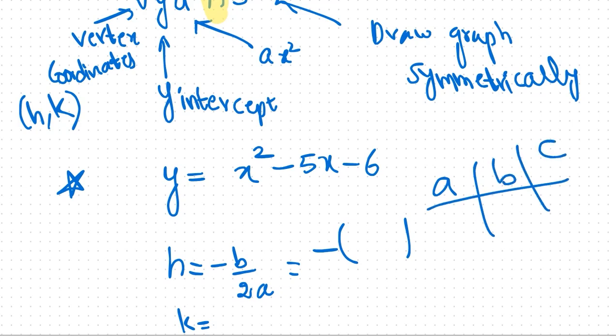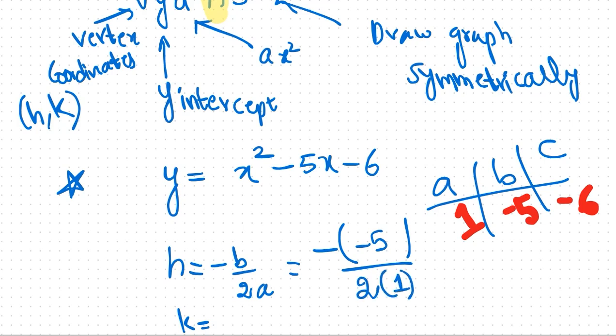Write this table ABC first. A is 1, B is negative 5, C is negative 6. So h value is negative of negative 5 upon 2 times 1. Notice something: h value is dependent only on b and a. So even if you change the c value, it doesn't change. So 5 by 2, 2.5, right?